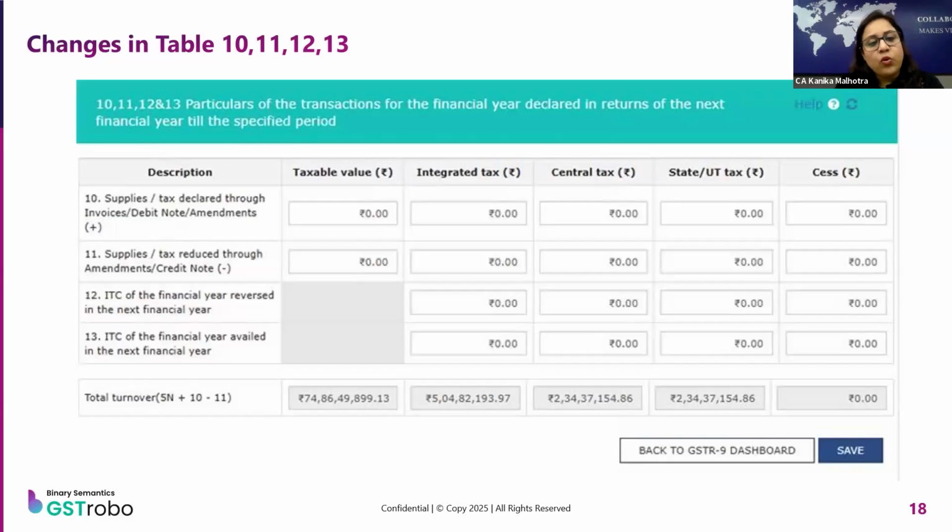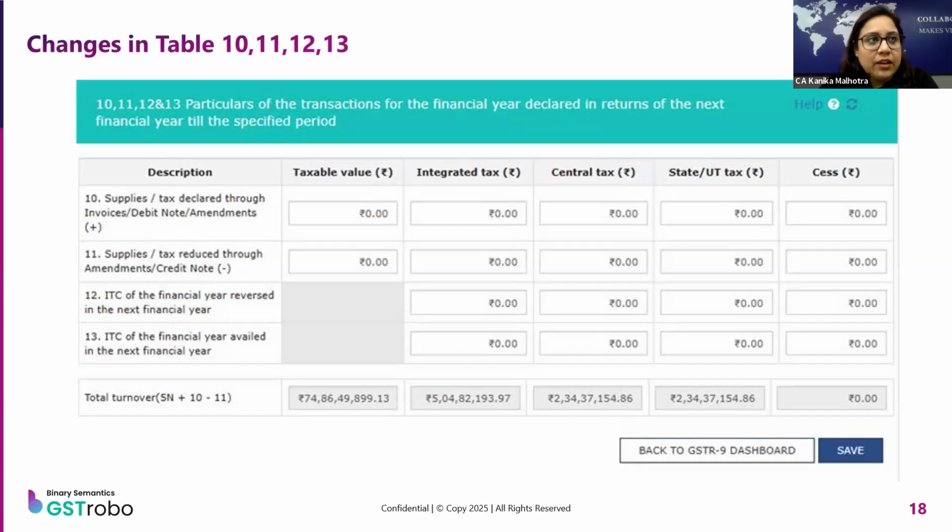In table 10, if you have any upward change, where you need to increase any liability in 25-26 and you have now come across it, you can mention it here. And in case you have any downward changes, like a reduction in any outward supplies, you can mention it through table 11.